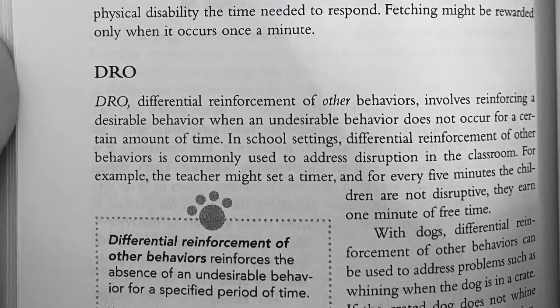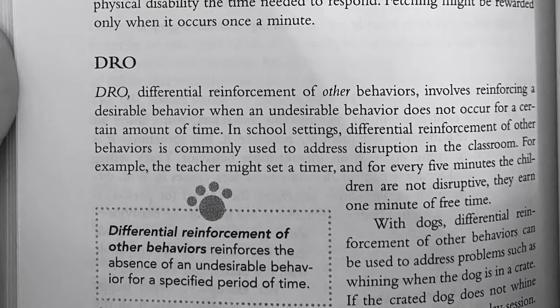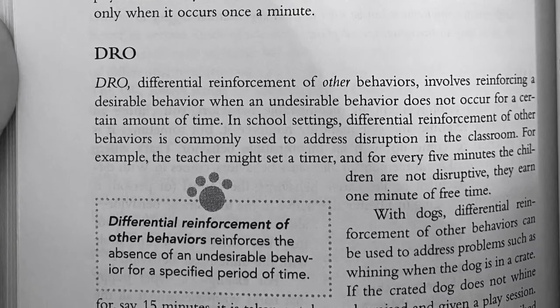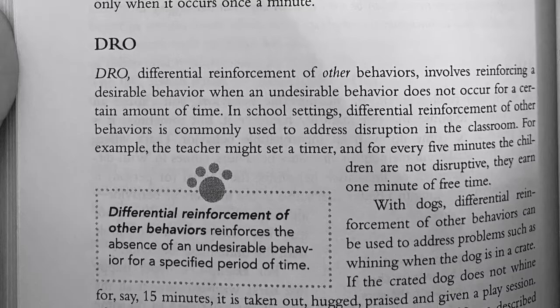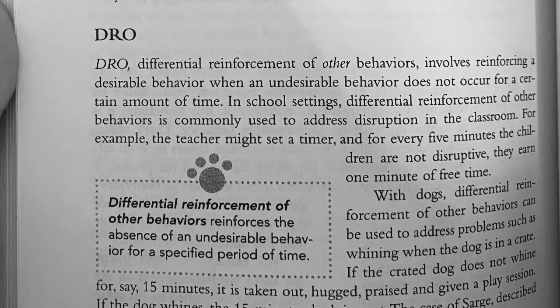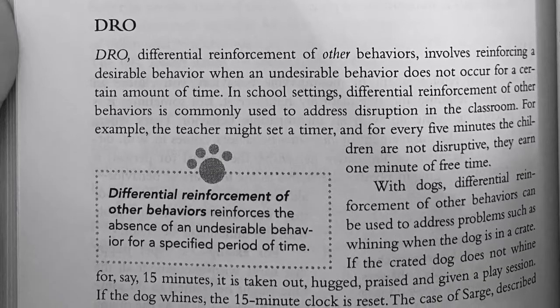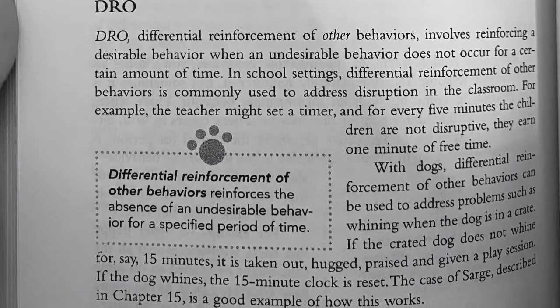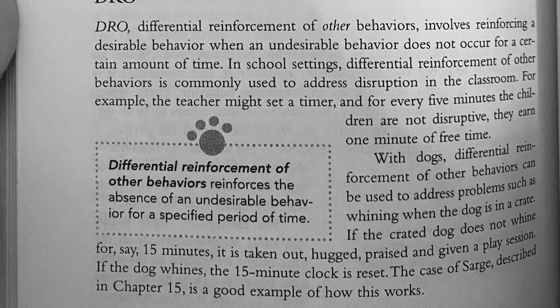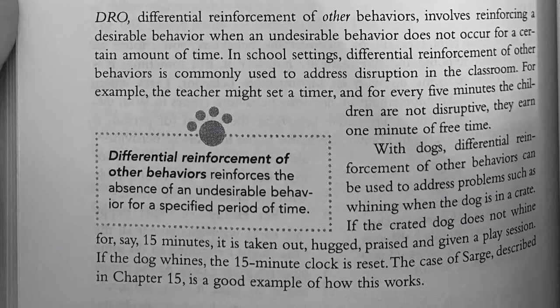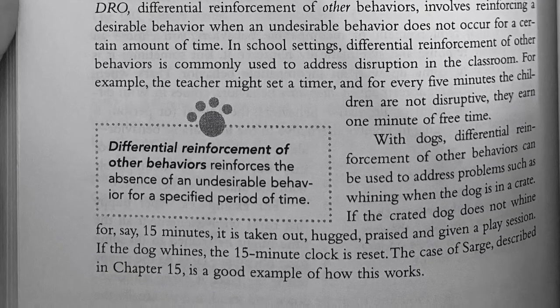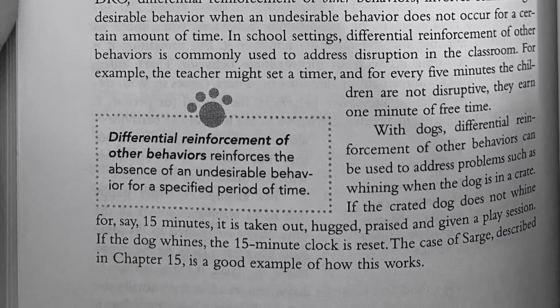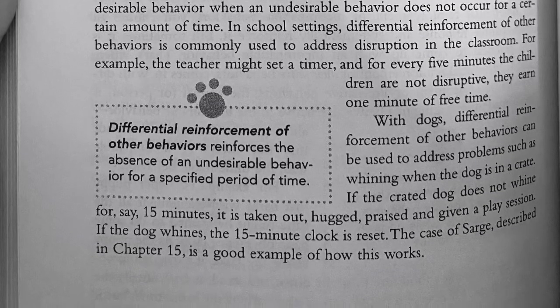With dogs, differential reinforcement of other behaviors can be used to address problems such as whining when the dog is in a crate. If the crated dog does not whine for, say, 15 minutes, it is taken out, hugged, praised, and given a play session. If the dog whines, the 15-minute clock is reset. The case of Sarge described in Chapter 15 is a good example of how this works. Differential reinforcement of other behaviors reinforces the absence of an undesirable behavior for a specific period of time.